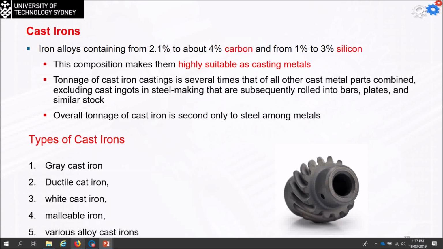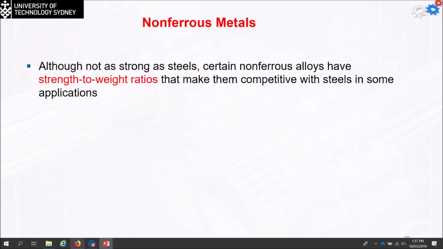The other metals are the non-ferrous metals, which do not contain iron. Although they are not as strong as the steel, certain non-ferrous alloys have a strength to weight ratio that makes them competitive with the steel in some applications. Now, what is the main application you can say about the non-ferrous metals due to the strength to weight ratio?